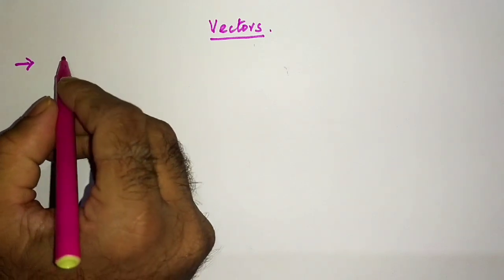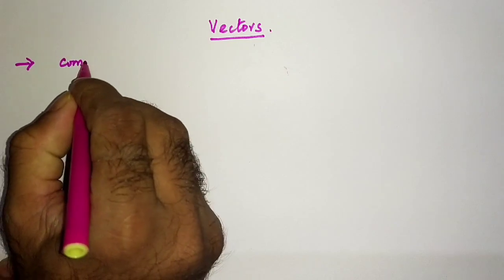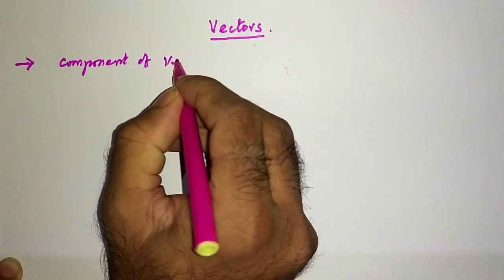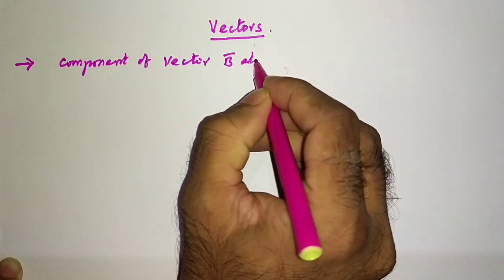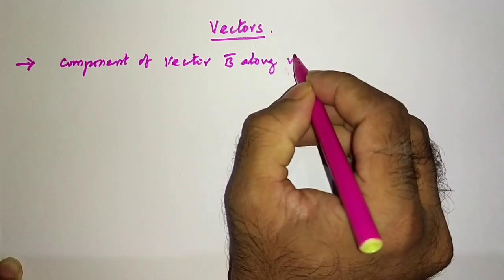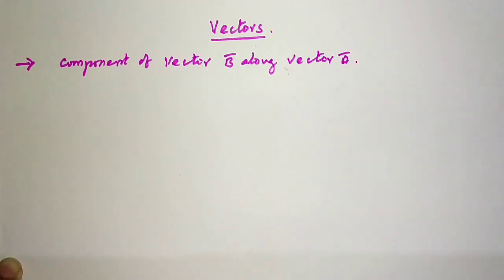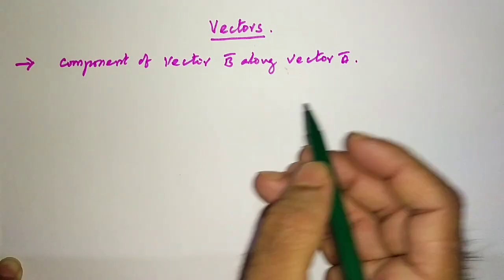Now, regarding yesterday's worksheet, a student asked a question: how to calculate the component of vector B along vector A. Let us see how to calculate the component of vector B along A.